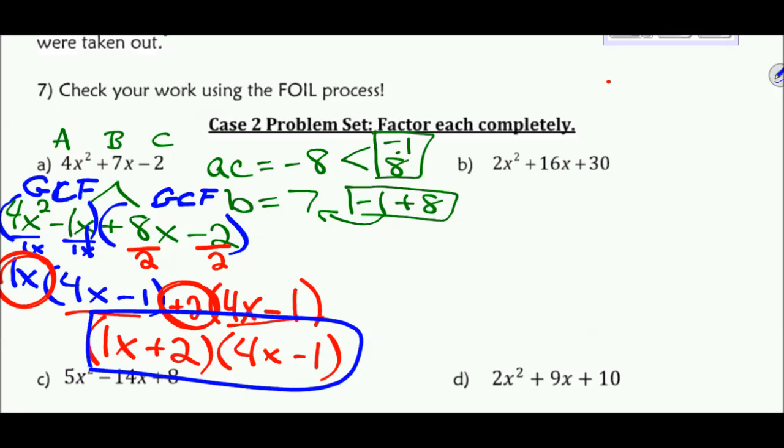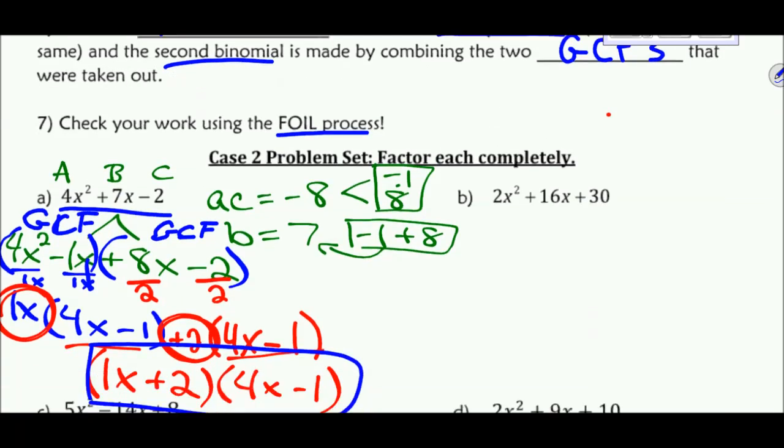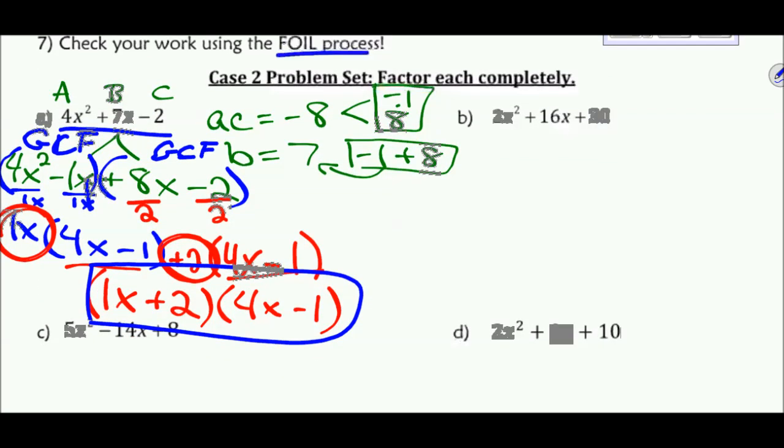Yeah, FOIL that back out. Just multiply that back out with that, and you should get back up to this answer. Actually, it's just like checking before. If you FOIL, it's the exact opposite process. Actually, this is really the opposite of a lot of the stuff that we did. This is the opposite of combining like terms. That's the opposite of distributing. This whole thing is the opposite of FOILing. It's really just working backwards from what we've been doing.